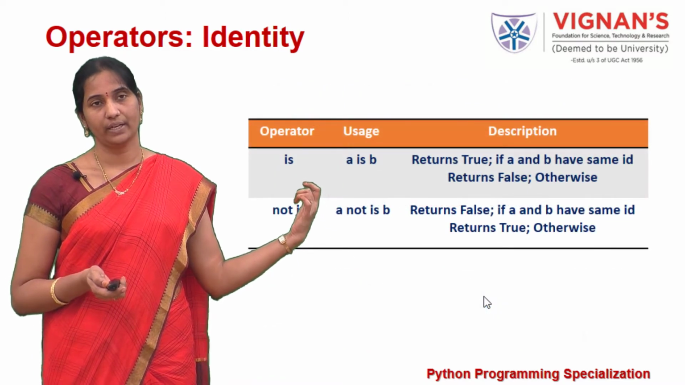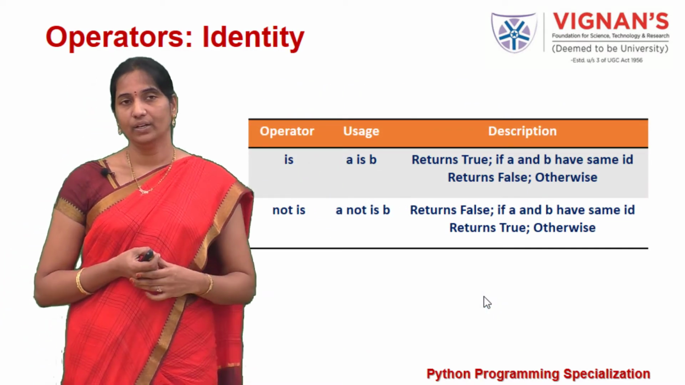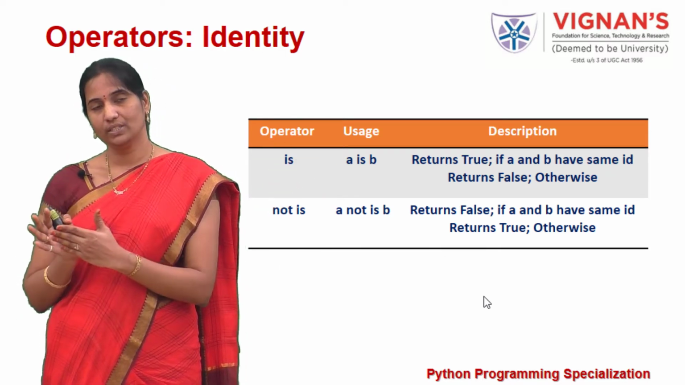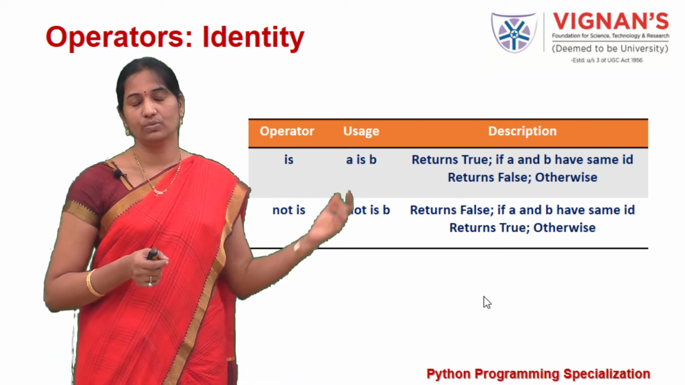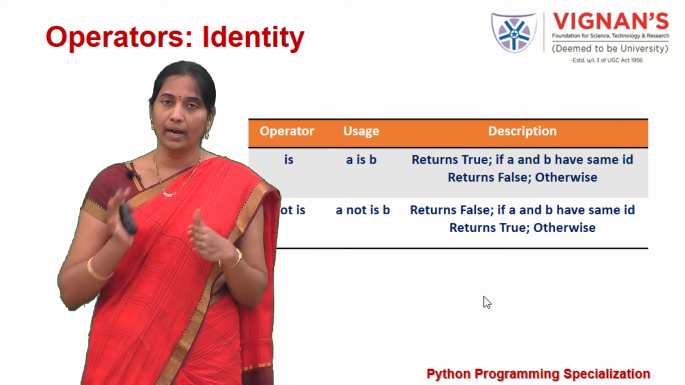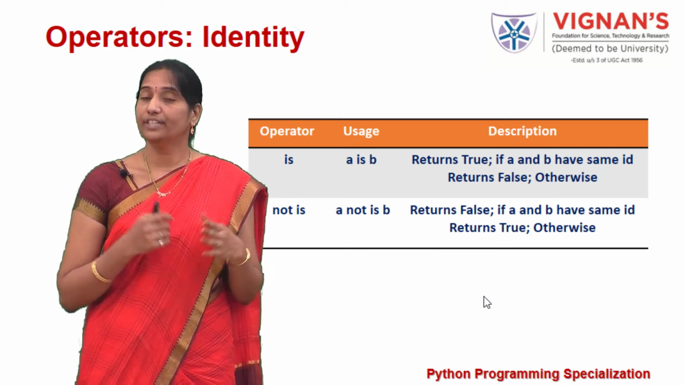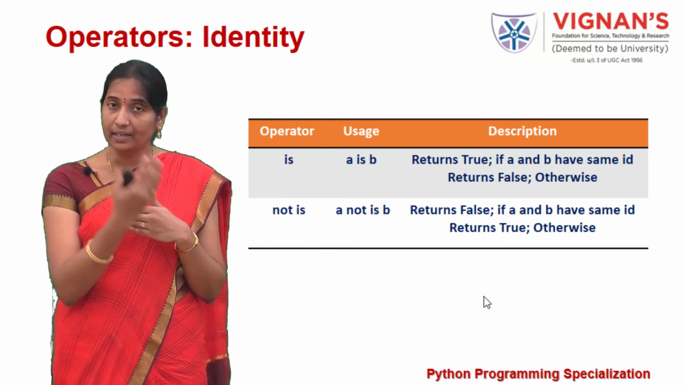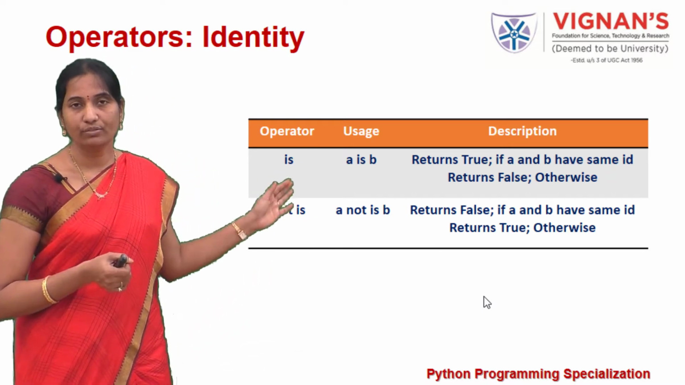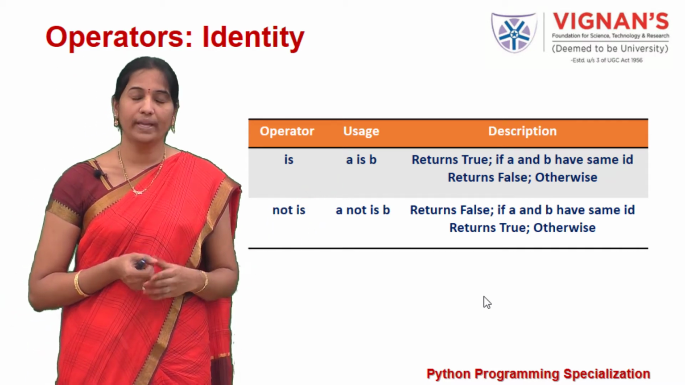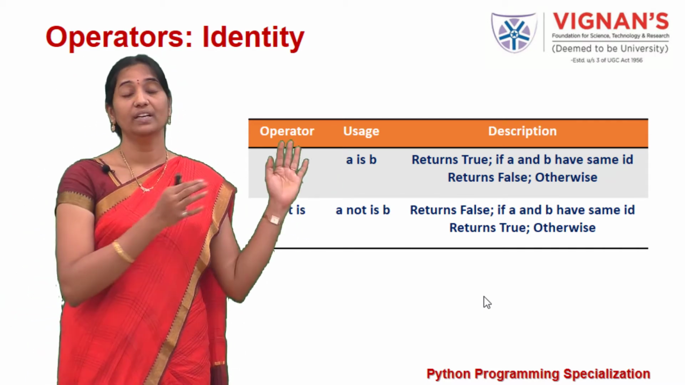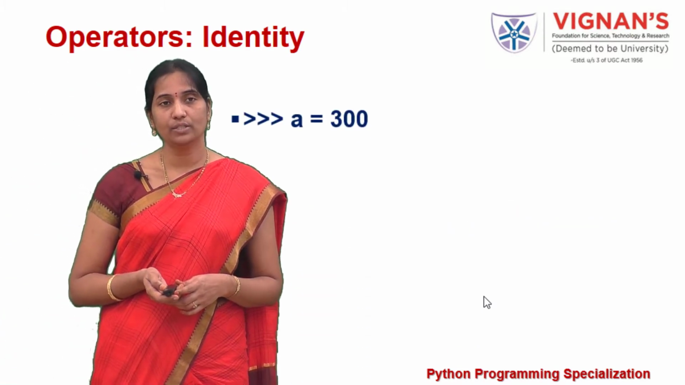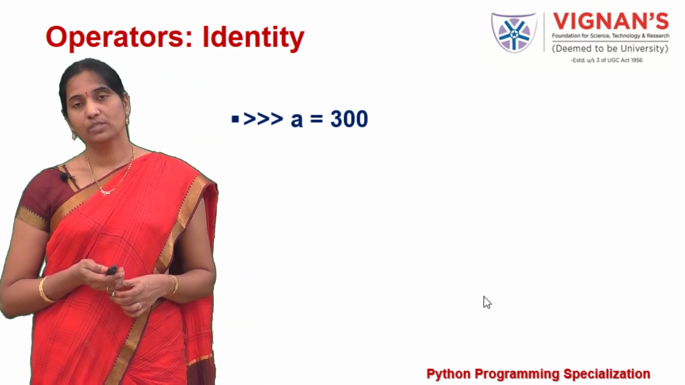By using these is and not is operators, we are going to check whether they are pointing to the same object or not. Whenever we use the is operator with variables, it checks whether they are pointing to the same objects or not. So A is B: in that case, we are checking whether A and B are pointing to the same object. If so, it returns a true value, otherwise it returns a false value. And not is works in exactly the opposite way to the is operator. In case of A not is B, when A and B are pointing to the same objects, it returns a false value, otherwise it returns a true value. That's how we can use the identity operators.